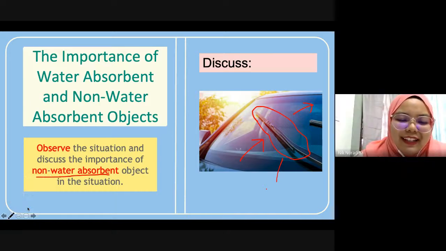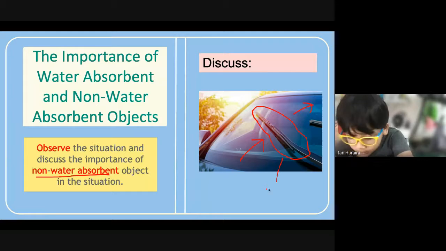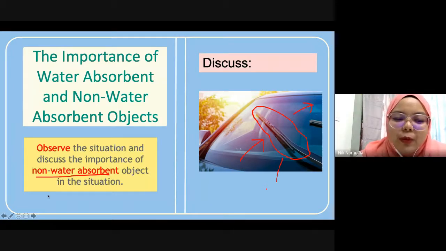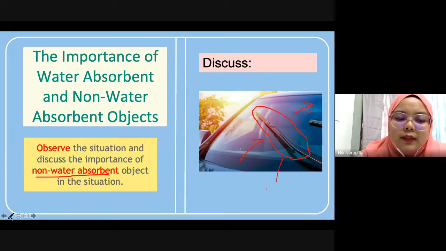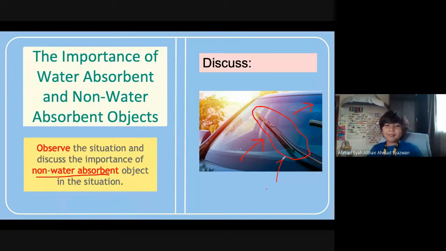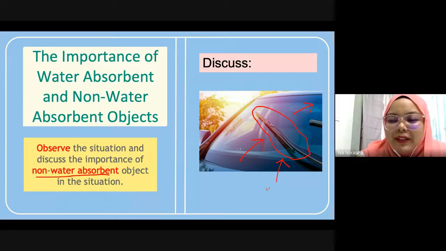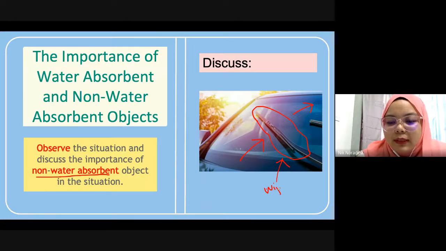How to spell wiper? W-I-P-E-R. Okay. So where should teacher label the wiper? The bottom of the arrow. Ah, this one. Okay, this one wiper. Ah, so this one, the big mirror.